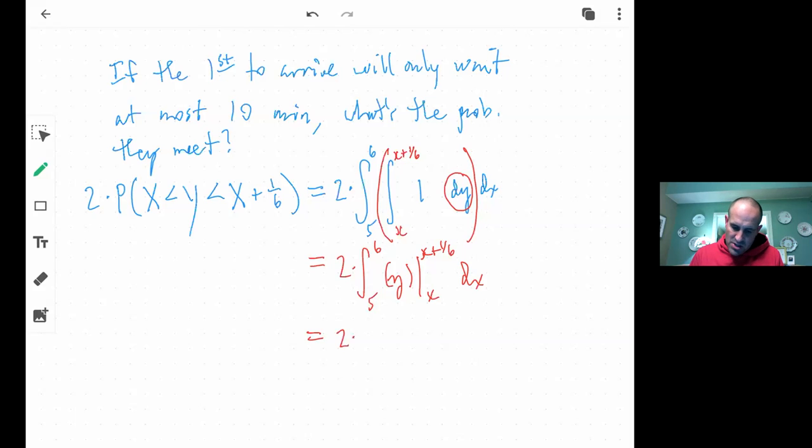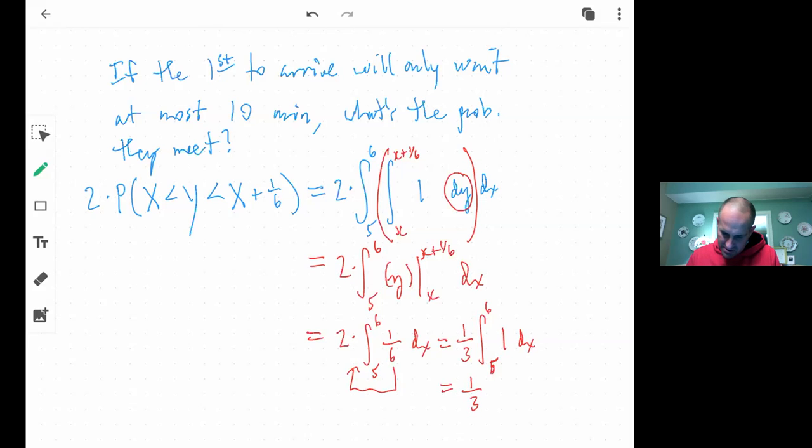So this is 2 times the integral from 5 to 6 of what? Of 1/6 dx. Well, what is the antiderivative of that? Look, there's a 2 and a 1/6 right there. I can pull this out, and I end up with a 1/3 times the integral from 5 to 6 of 1 dx. And I get a third here.